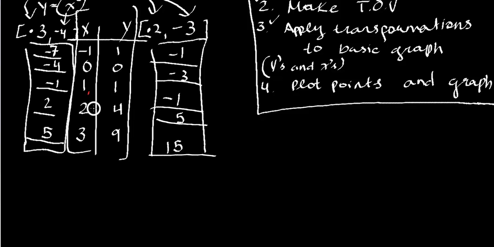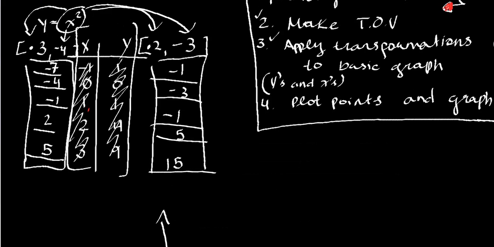Okay? Let's graph. Now all we have to do is plot the points and graph. Forget about these values. This is your parent graph. We are graphing the transformed x squared now. Okay? So let's make some. I'm making a big axis. It's because I want you really to see how the graph looks.